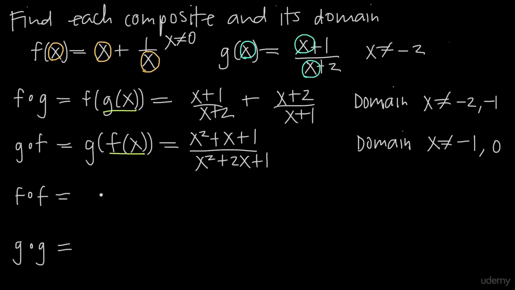So let's quickly do two more examples here. We have f circle f, which is the composite f of f of x. In other words, we're plugging f of x into itself. So here we have f of x equal to x plus 1 over x.